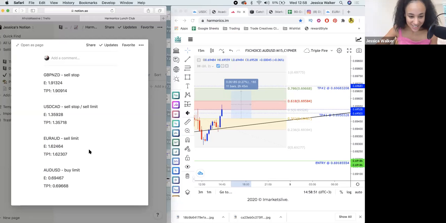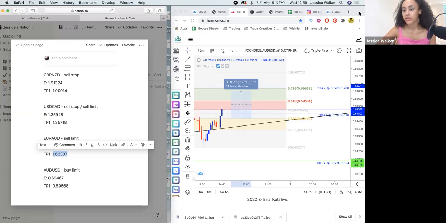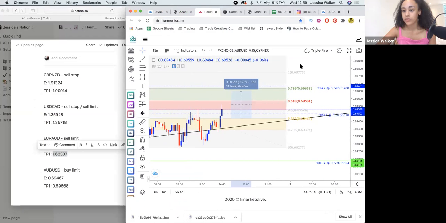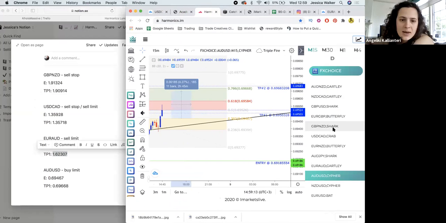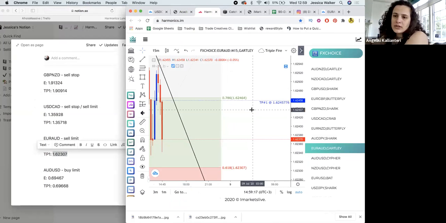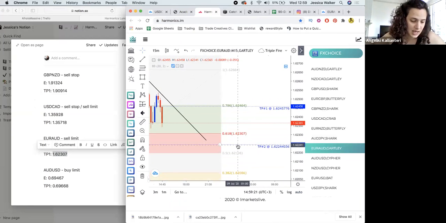Oh, thanks. I missed TP on Euro AUD. We haven't entered Euro AUD yet. Do you mean of your own? 2623. Did I do something wrong? No, you said Euro AUD was a sell limit. Oh. But because it started dropping really quickly, maybe that's why Jamie was confused. It started dropping really quickly, so it might not activate the sell limit.